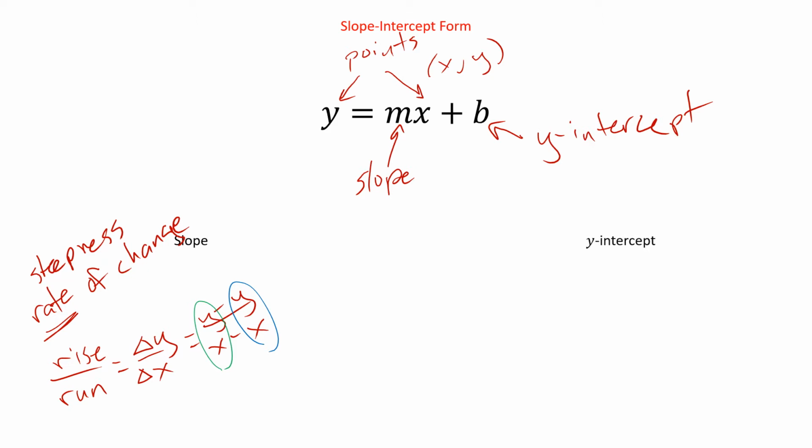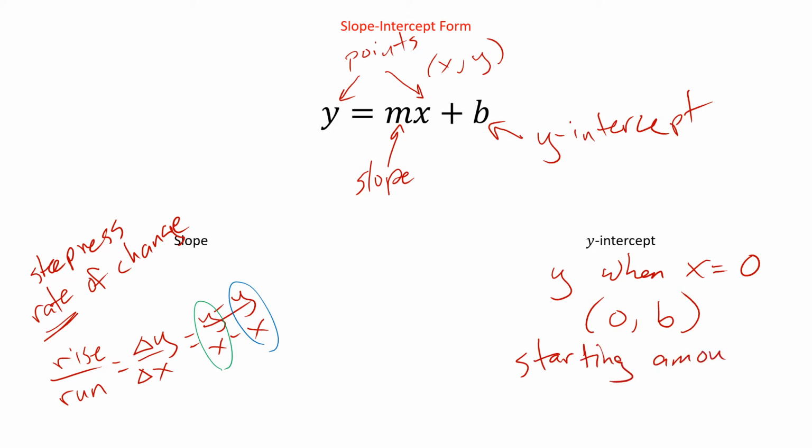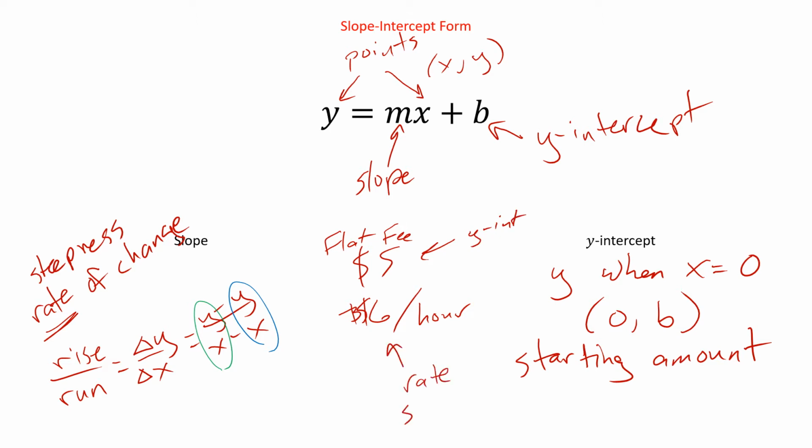And what's the y-intercept? The y-intercept is the y value when x equals 0. So it's going to go through the point (0, b), because the y-intercept is b. In a word problem, this could be a starting amount, a starting value. A lot of times in word problems, we'll have something that costs a flat fee of, say, $5, and $6 per hour. And so the flat fee is the y-intercept, and the $6 per hour is the rate or the slope.